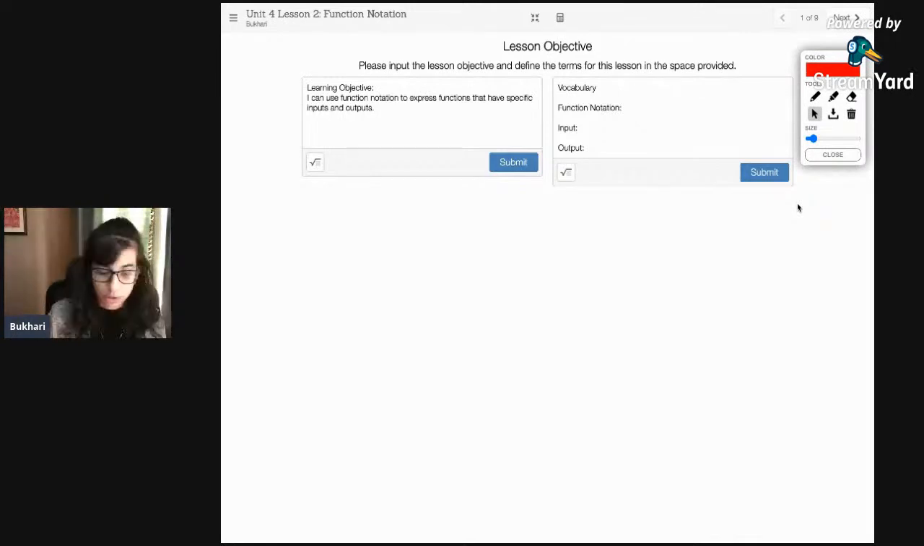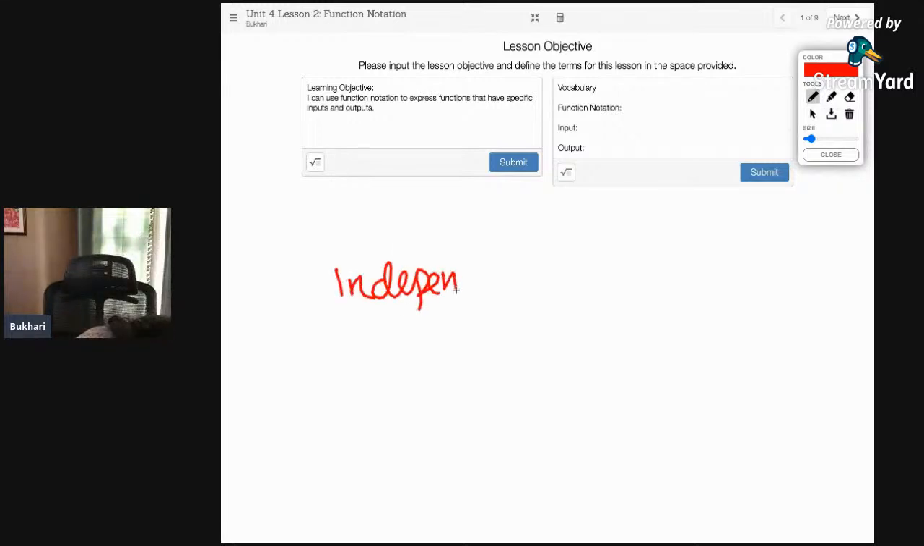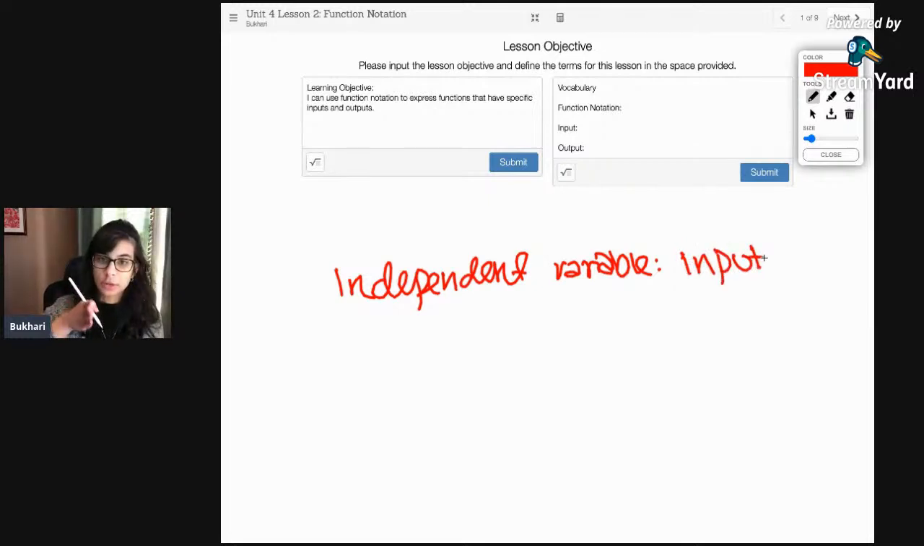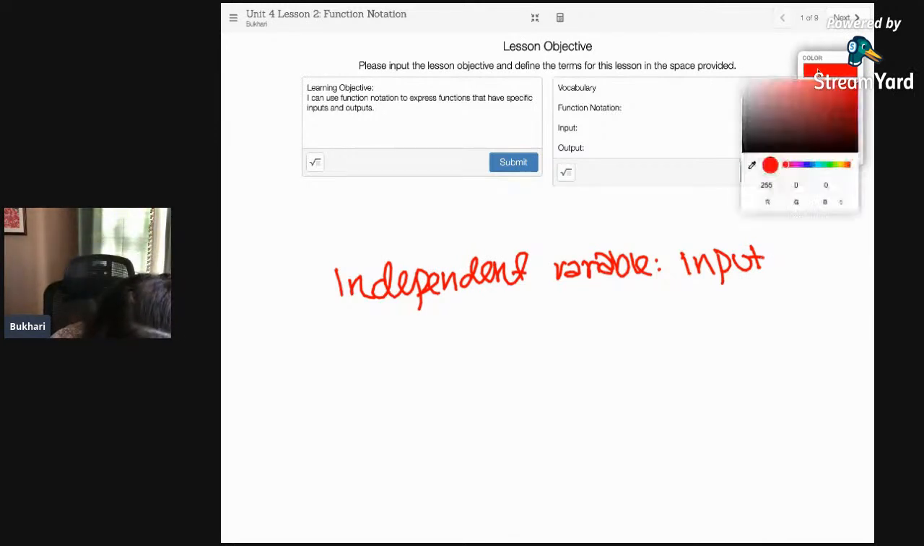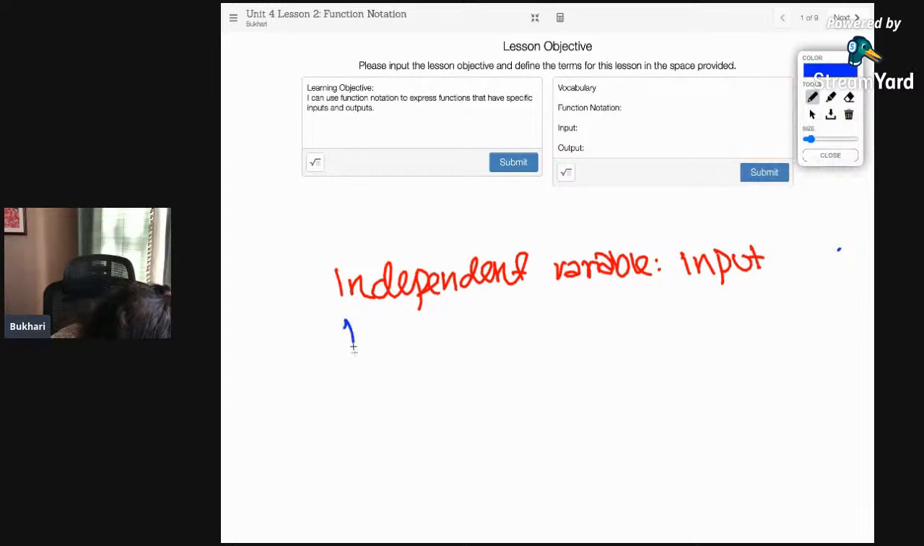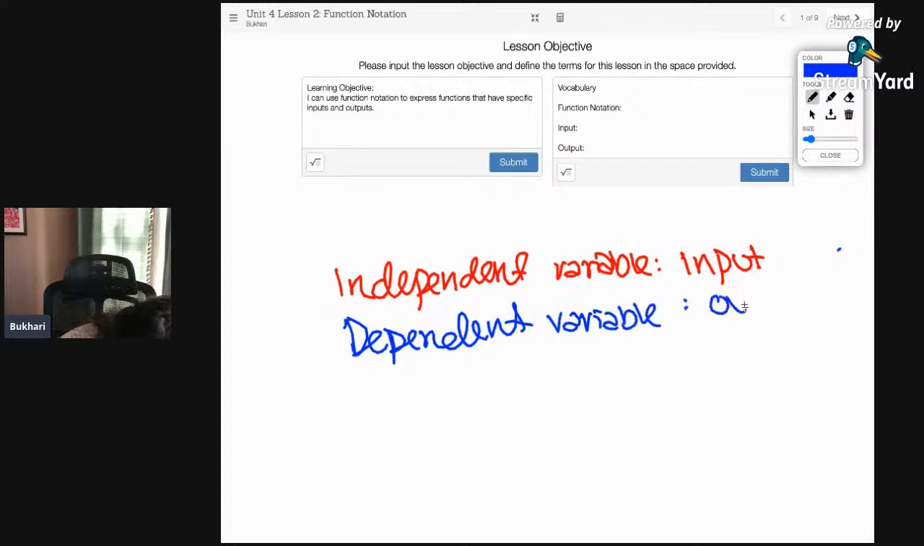So when I talked yesterday about our independent and dependent variables, our independent variable is our input value, what we're inputting in. We talked about the idea of time yesterday. And also we have our output value, which is our dependent variable, which is our output, which means what is a result.